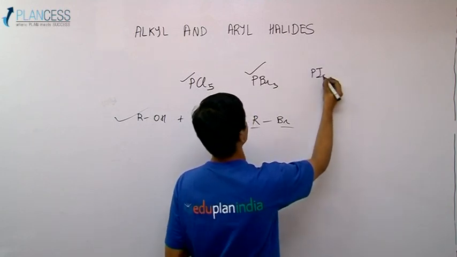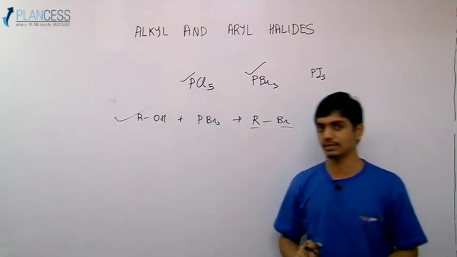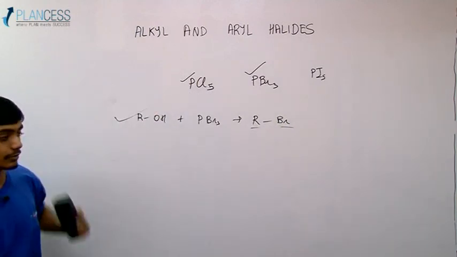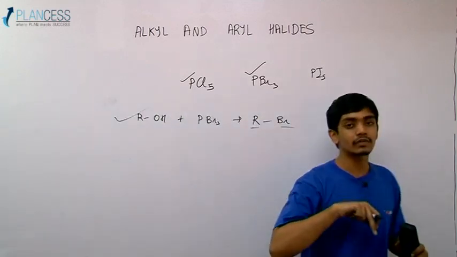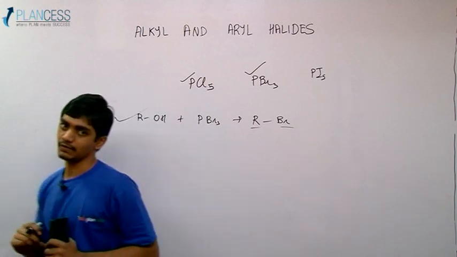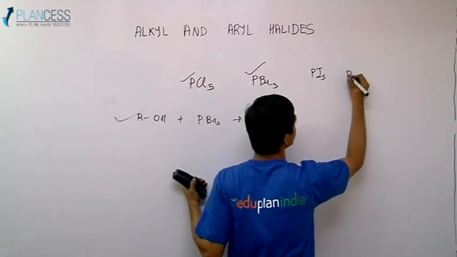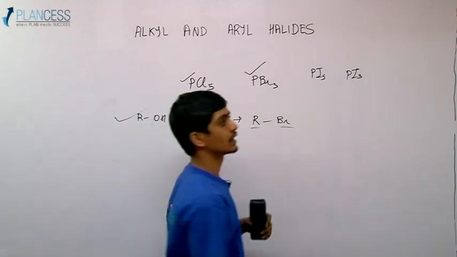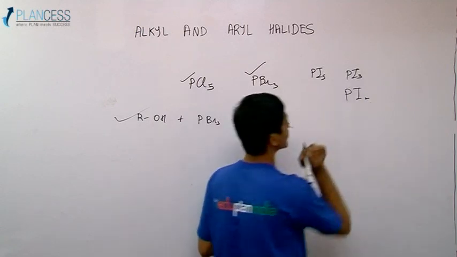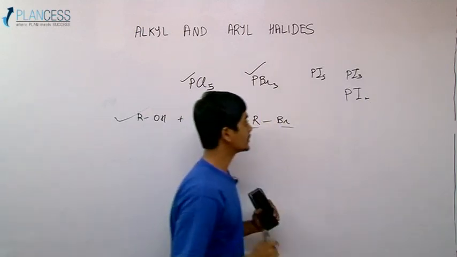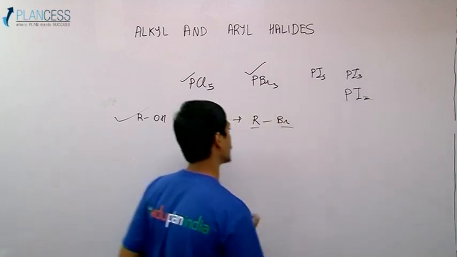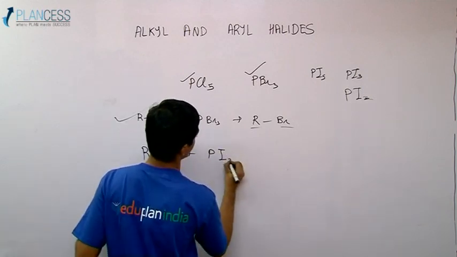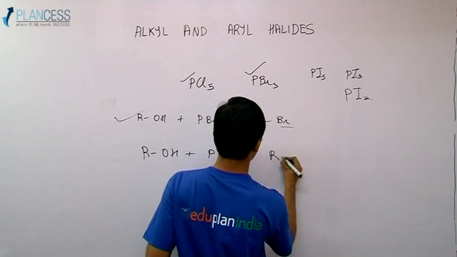What about PI5? Already PBr5 is unstable, and iodine is even larger in size than Br, so definitely PI5 will be more unstable than PBr5. So what should we do? We should use PI3. But the problem with iodine is that PI3 is also unstable. So ultimately we use PI2. So PI2 must be used to get the alkyl iodide. So our reaction becomes RI.